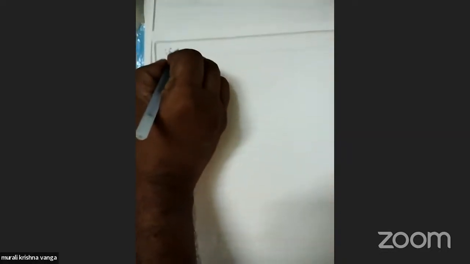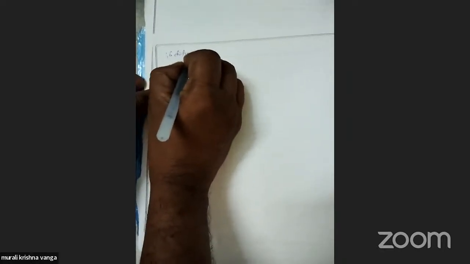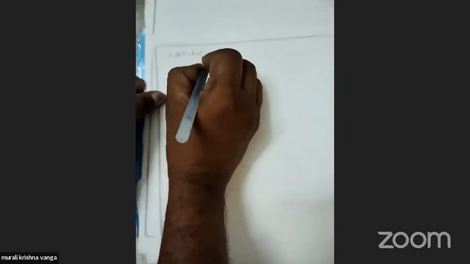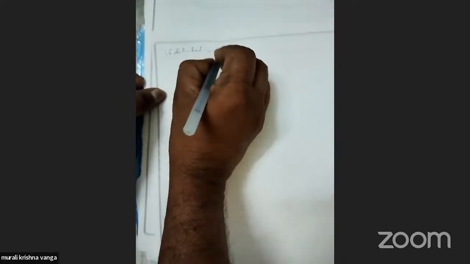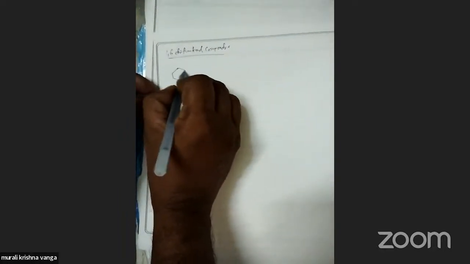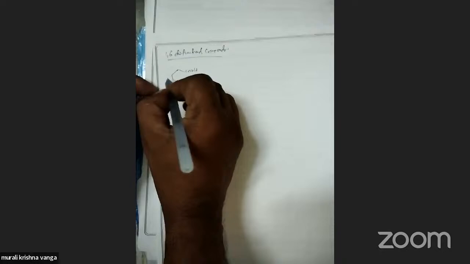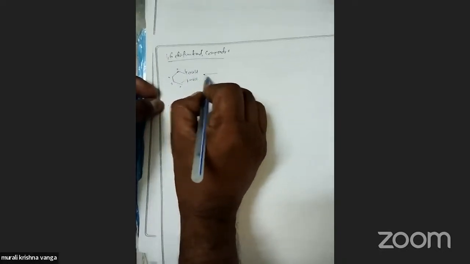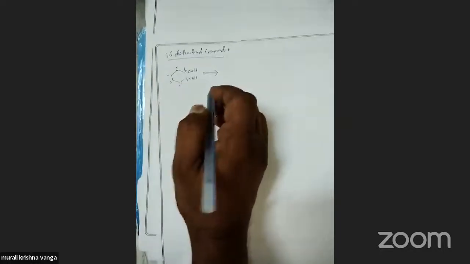Next is 1,6 difunctional compounds. In these 1,6 difunctional compounds, the carbons are numbered 1, 2, 3, 4, 5, 6.